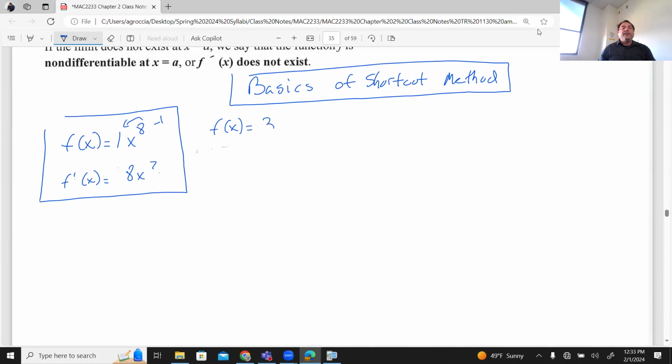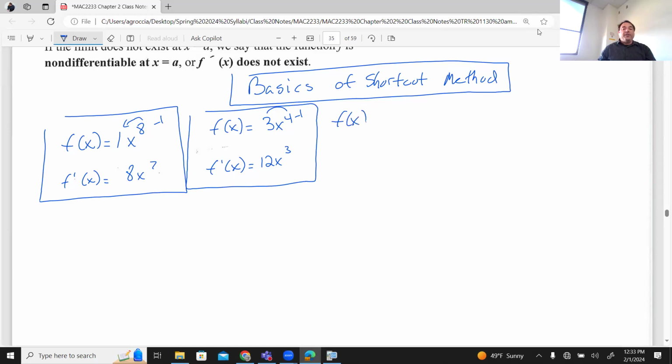So what if I had 3x to the 4? Well, to find the derivative, you take 4 times 3, which is 12, and you subtract 1. 4 minus 1 is 3. That's it. Multiply by the exponent, subtract 1.